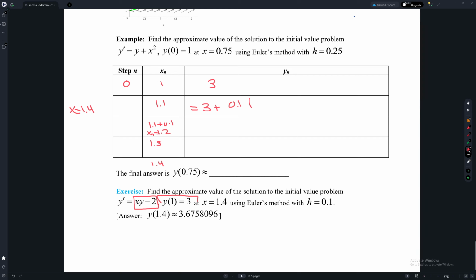What do you plug in for x? It is the x from last, which is 1. And then y, what do you plug in for y? It is y from last. This is times 3 minus 2. And you calculate this whole thing, and that's your first answer. And you keep going in loops, step 1, 2, 3, until you get to step 4, and that would be your solution.